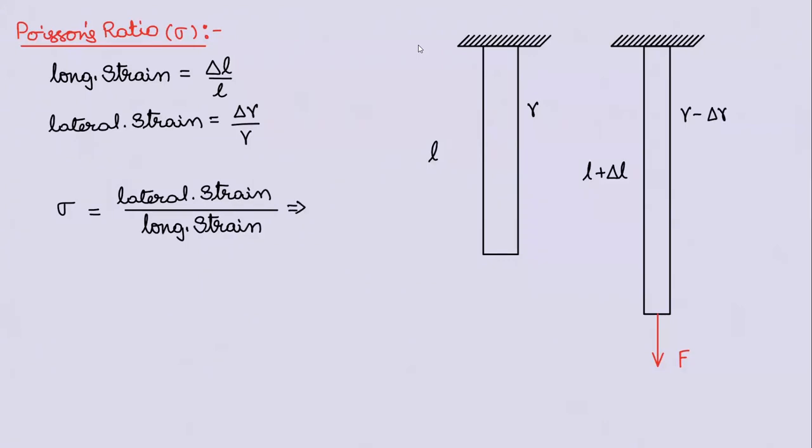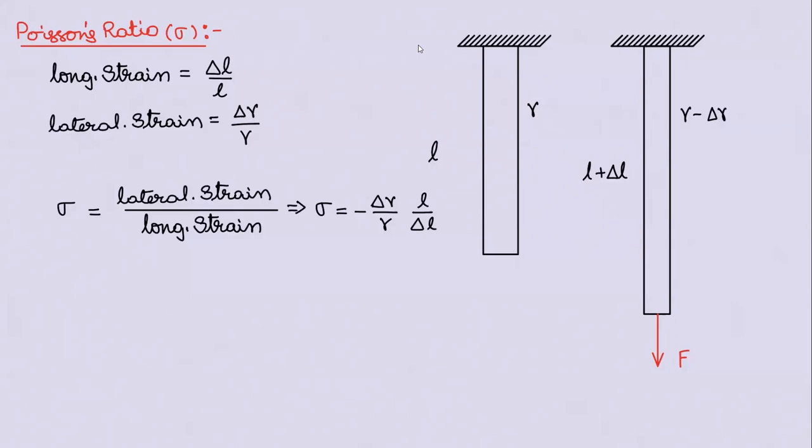That implies Poisson's ratio formula will be delta R by R into L by delta L. But if you substitute directly, generally when length increases, this delta L is positive, R will decrease, and one negative sign will come. So we don't want to have a negative sign for sigma. So we take delta R by R as negative. This is how we define this one.